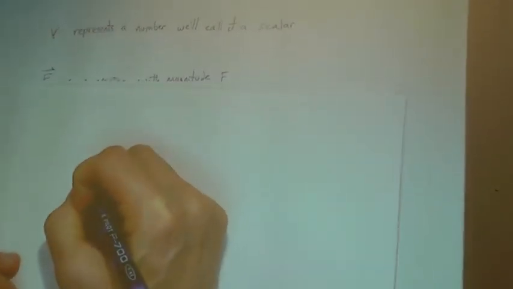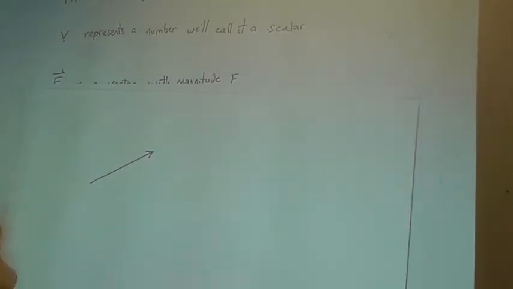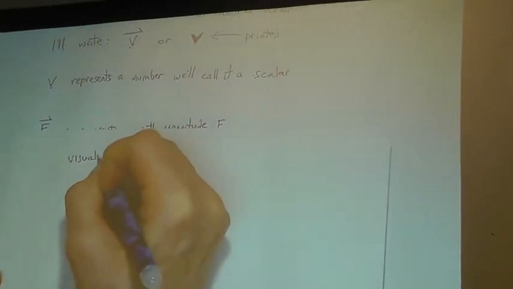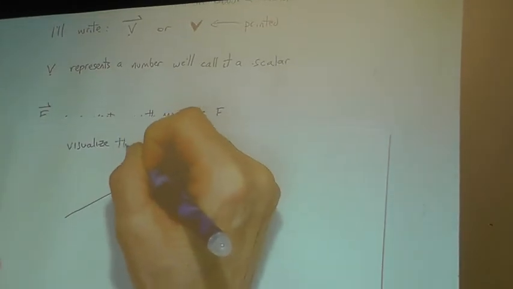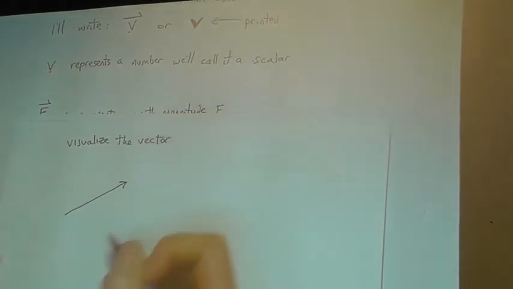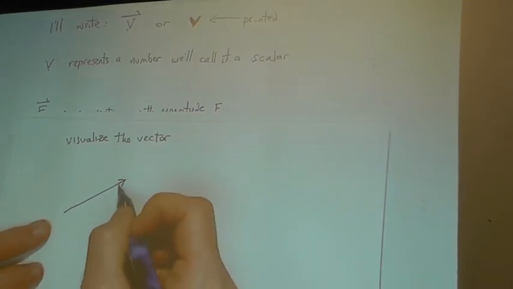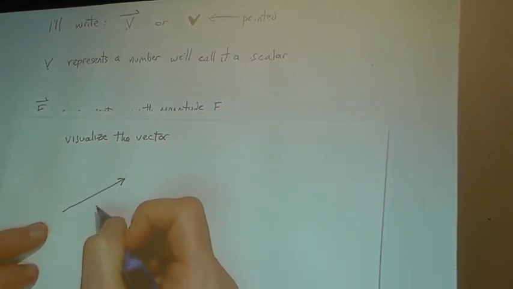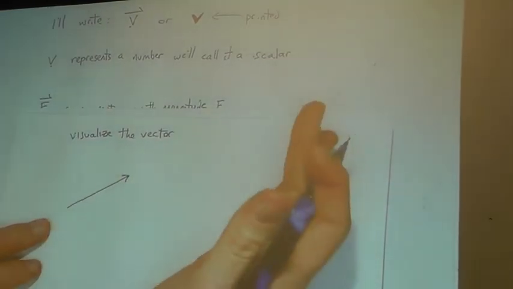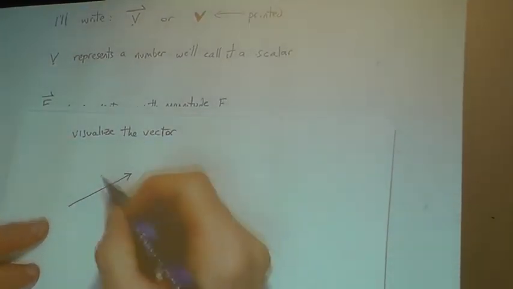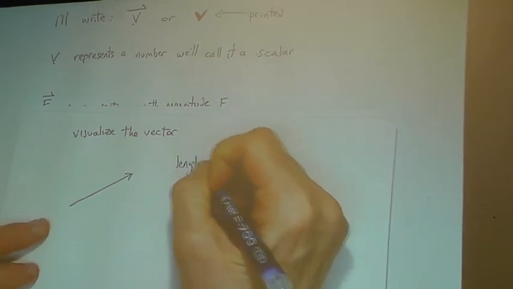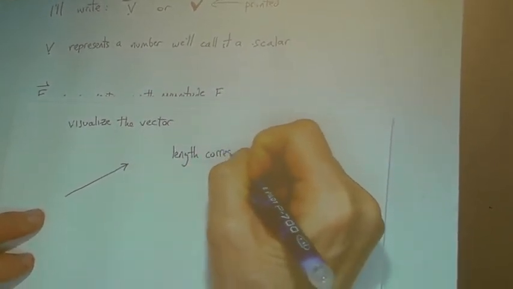So this is how I denote the vector. We draw vectors in this way. So this is the way we visualize them. We draw an arrow. The arrow indicates the direction in which that vector is pointing, and its length corresponds to magnitude.